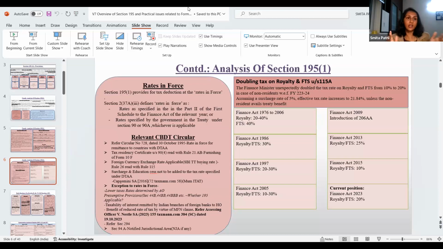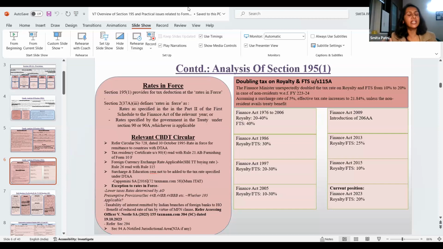Then in case you have a notified jurisdictional area, Cyprus was there initially up to 2013, then they have rescinded that. So if you were making any payment to Cyprus, then the rate was 30%. But now that notified jurisdictional area has been rescinded. So Cyprus is no more an NJA, and there is no notified jurisdictional area as on date, section 94A.